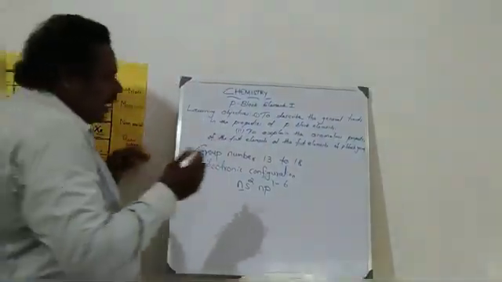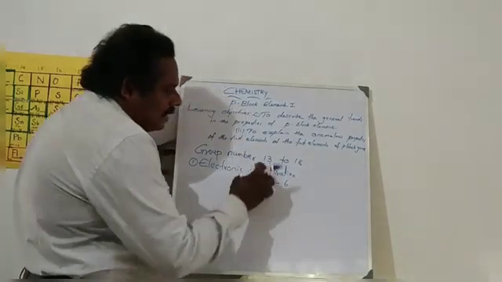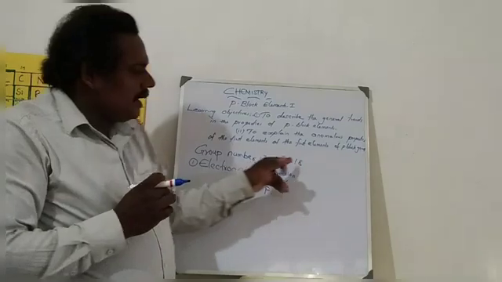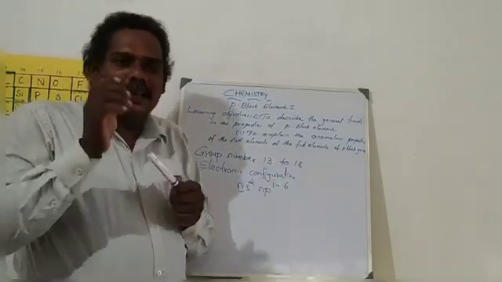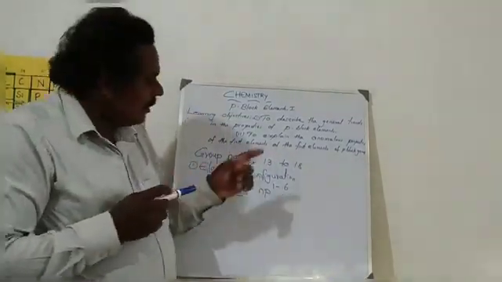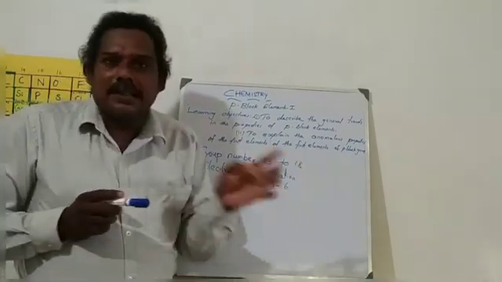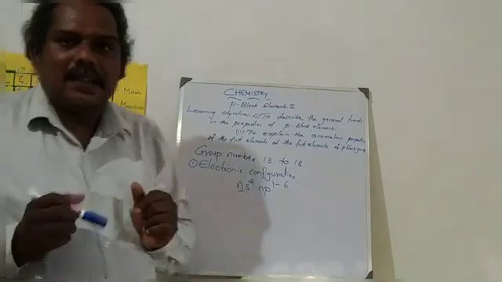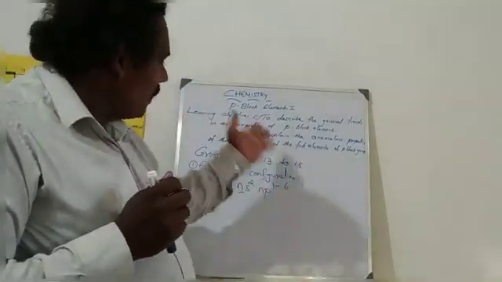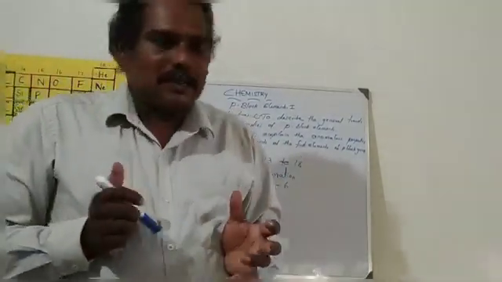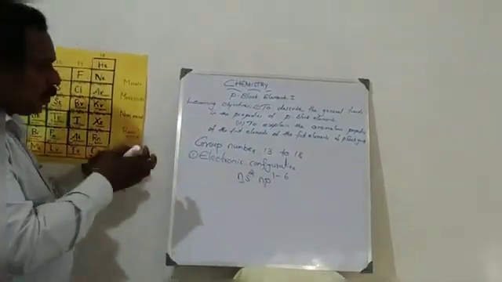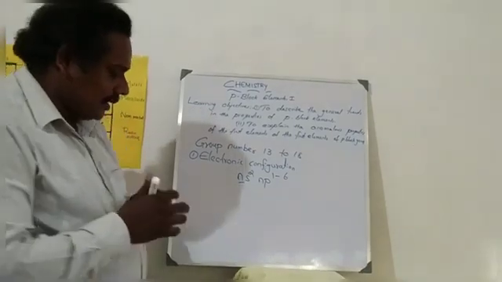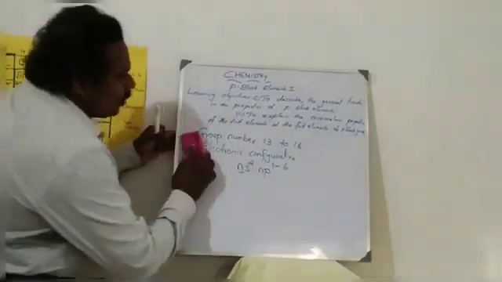Here, I told you the 13th to 18th groups. The 17th group is called a completely filled subshell. The 18th group is called a completely filled subshell. It is chemically inert, and this group is otherwise called noble gas. Now we can see how to write the electronic configuration of these groups.